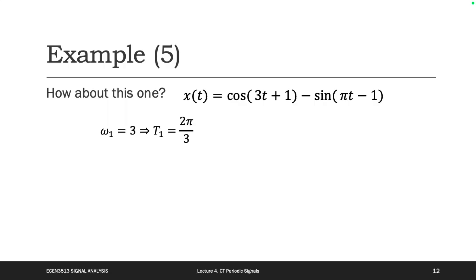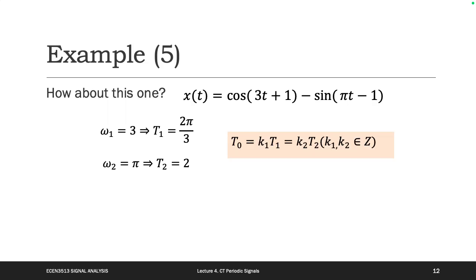Yeah, 3. So the T1 should equal 2 pi over 3, am I right? What is omega 2? Yeah, it is pi. So the T2 should be equal to 2, am I right? Okay, let's use this equation to find K1, K2, am I right? K1 over K2 equals T2 over T1. And then we put T1, T2 in this equation, and then we get this one, am I right? Okay, let's talk about what is K1, what is K2.